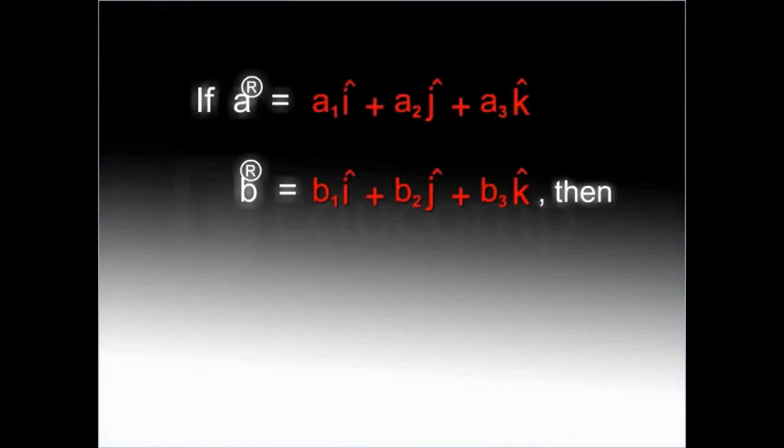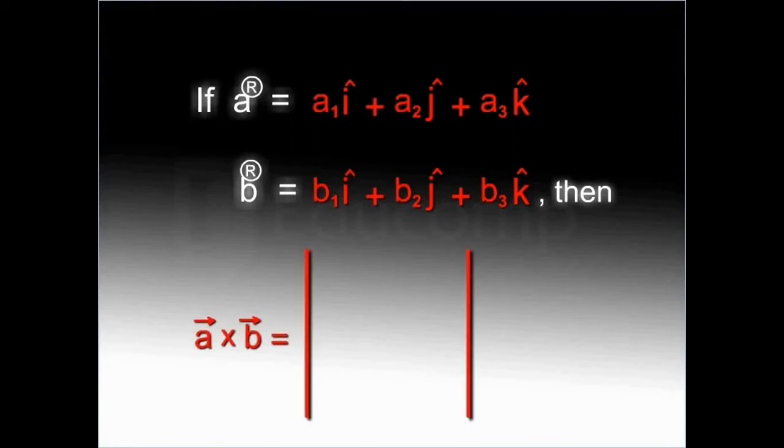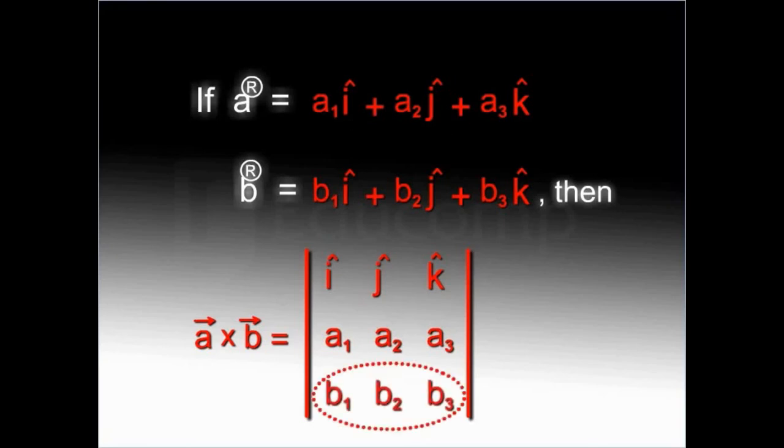If vectors A and B are expressed in their component form, then their cross product is the value of the determinant in which elements of first row are i cap, j cap and k cap. Elements of second row are the scalar components of the first vector A, and the third row consists of the scalar components of the second vector, that is B.